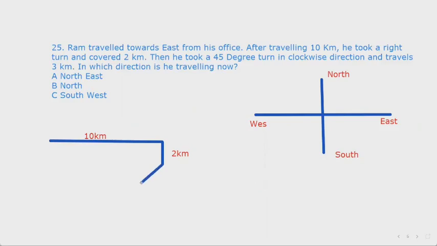And travels for 3 kilometers. So it must be this, and he traveled for 3 kilometers. So now they are asking in which direction he is traveling now. So, easy enough. He is traveling towards southwest. This is our south, and this is our west. So option C becomes our right answer. Moving to the next question.